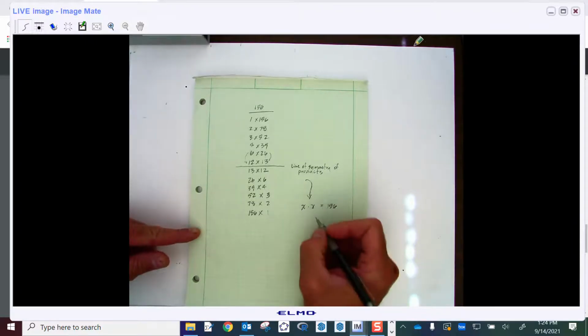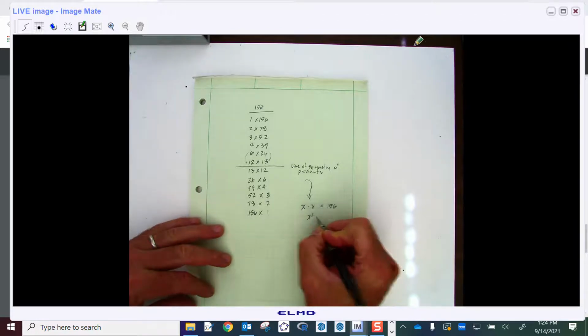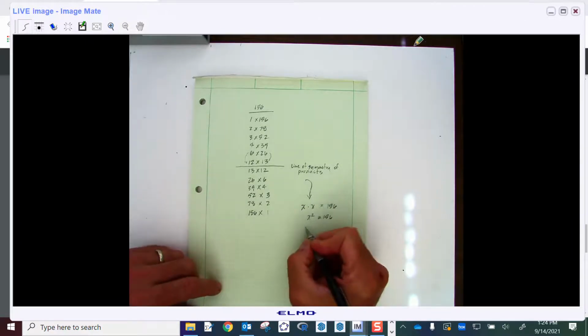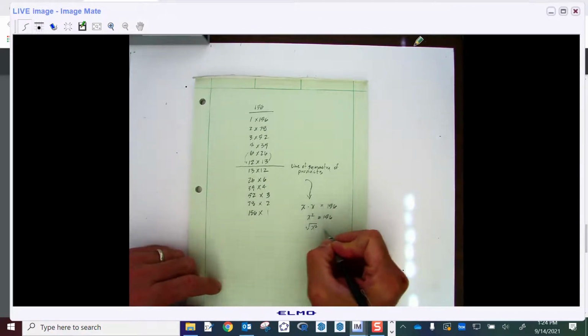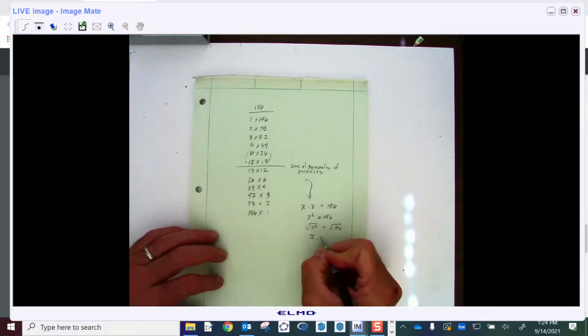Well, we know how to do this because we've passed an algebra class before. That means it's x squared equals 156, and I know to undo a square, I take the square root. So the square root of x squared would equal the square root of 156, and the square root of a square, of course, is just x itself.